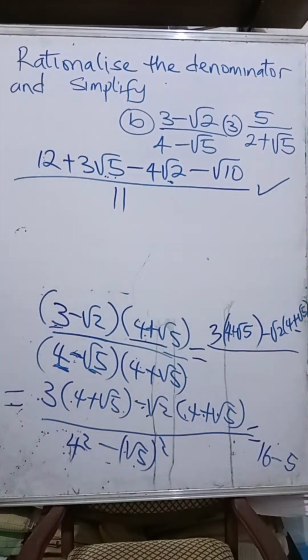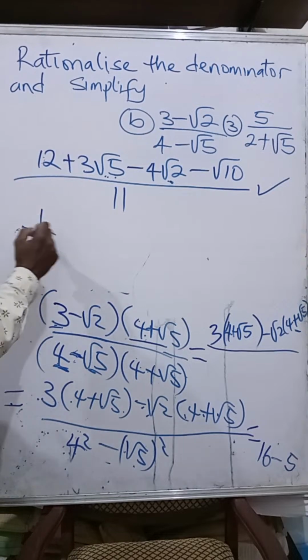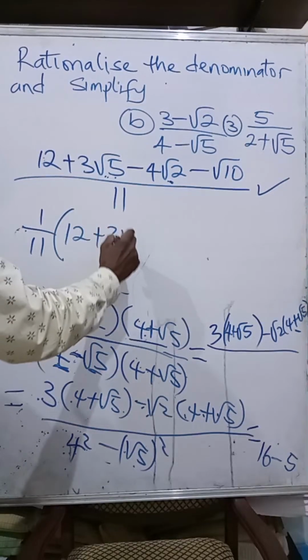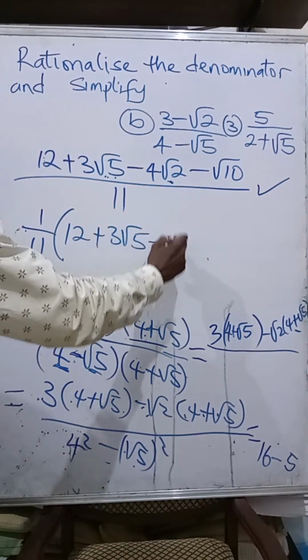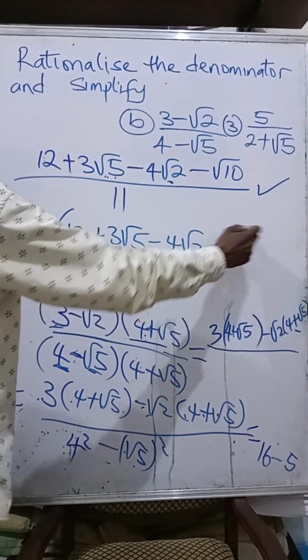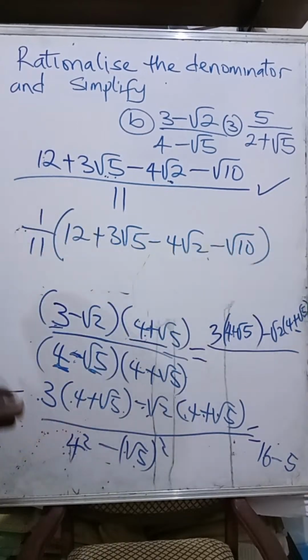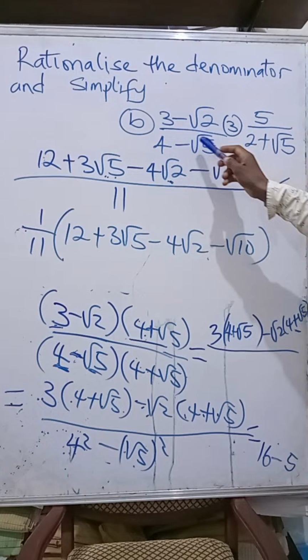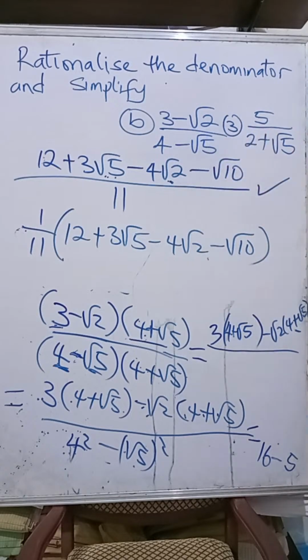That's what we have in that case. You can also make it 1 over 11, then open your bracket: 12 plus 3 root 5 minus 4 root 2 minus root 10. Okay, the question we are looking at: 3 minus root 2 over 4 minus root 5.